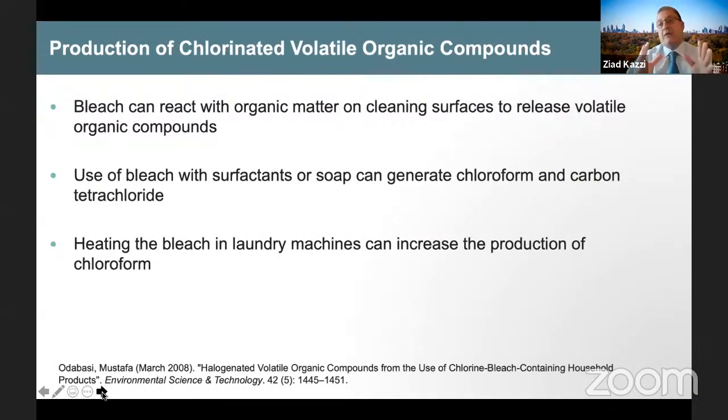Again, the most important thing I want to relate to you is this reaction between bleach and organic matter on the cleaning surfaces, because these volatile organic compounds can be more toxic and have additional health consequences than the parent compound, which is sodium hypochlorite, such as chloroform, carbon tetrachloride, formaldehyde. And these can actually be released even more when you are heating the bleach in a laundry machine, for example. So that's why it's important to ventilate properly when you use it and keep these byproducts in mind and try to decrease their production by certainly using this on a clean surface if you can. Next.